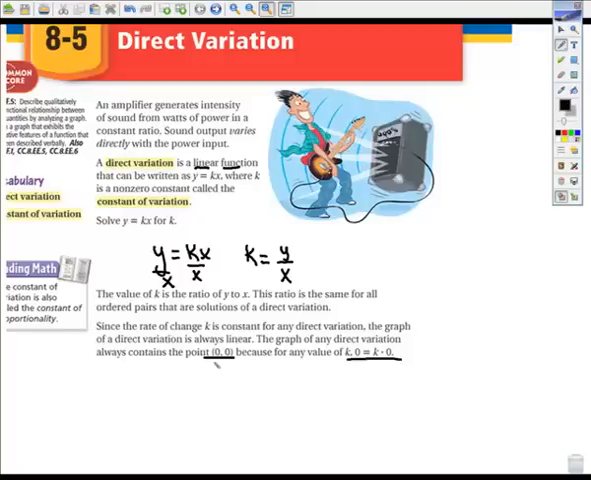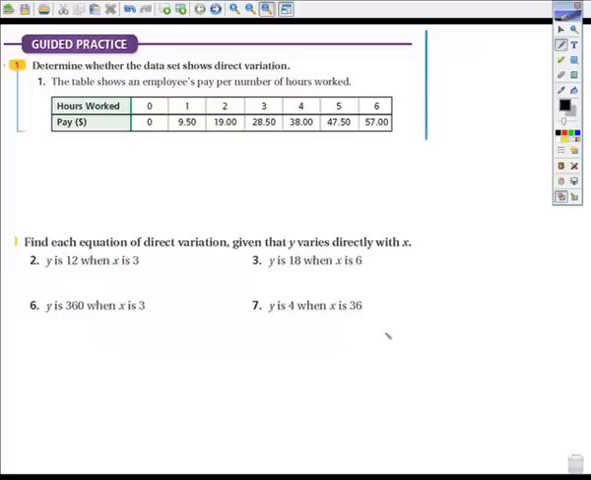And this is important right here, I underlined it. The graph of any direct variation always contains the origin, (0, 0), because for any value of k, 0 equals k times 0. That's true. No matter what k is, 0 equals k times 0 because k times 0 is 0. So let's go ahead and do a couple of these.